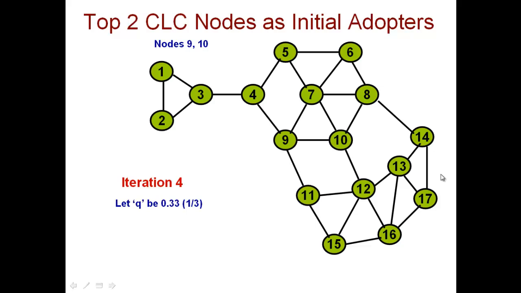So it takes 4 iterations with 9 and 10 as the initial adopters and Q as 0.33. Now if you start with some other set of initial adopters for same Q, you may get fewer iterations or more iterations depending on the case.